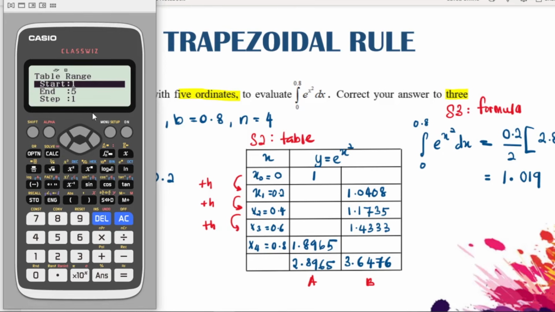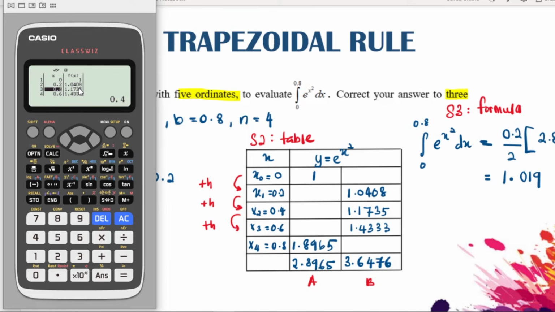Then the calculator asks for start, end and step. Start is the value of a. Our value of a is 0, so we just substitute 0. End is your value of b. Our value of b is 0.8, so just substitute 0.8. Step is your value of h. Our value of h is 0.2, so we just substitute 0.2. And you're going to get the answer for your table.